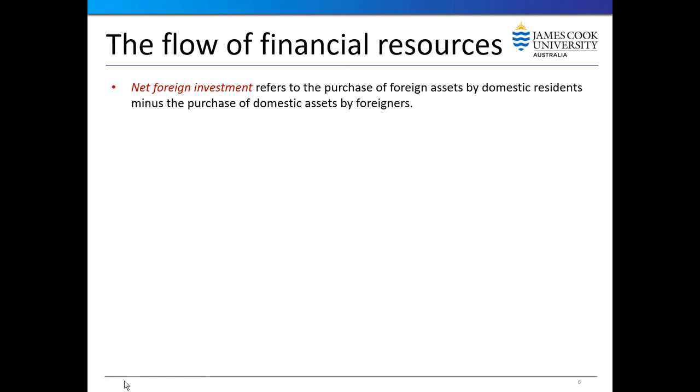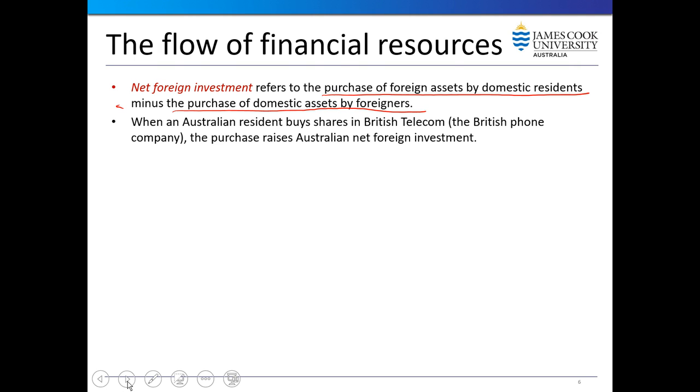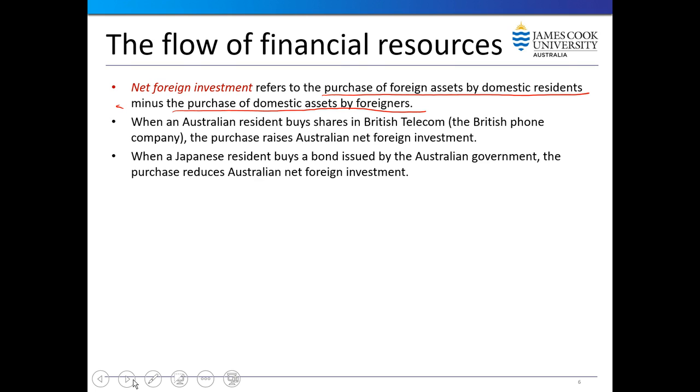The interactions could also occur through the flow of capital, or the flow of financial resources. Net foreign investment refers to the purchase of foreign assets by domestic residents minus the purchase of domestic assets by foreign residents. For example, an Australian resident buys shares in British Telecom. So this is an Australian resident buying foreign assets, and this purchase raises Australian net foreign investment. If a Japanese resident buys a bond issued by the Australian government, the purchase reduces Australian net foreign investment, since now a foreigner purchases domestic financial assets.